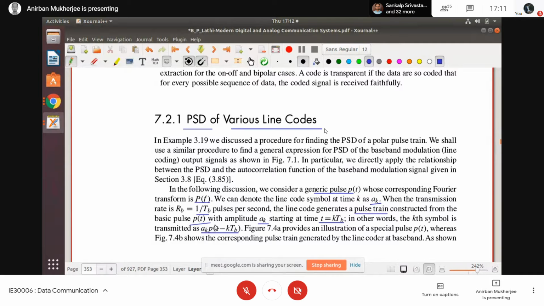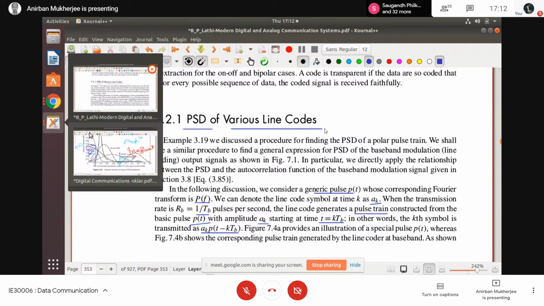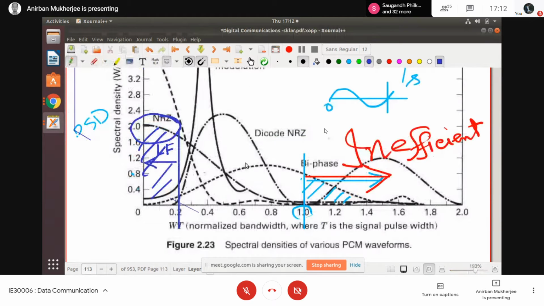There is some generic pulse p(t), and I have an amplitude A_k. Okay, so let us see what it is. Let us see the picture. You know these things, I'm sure.